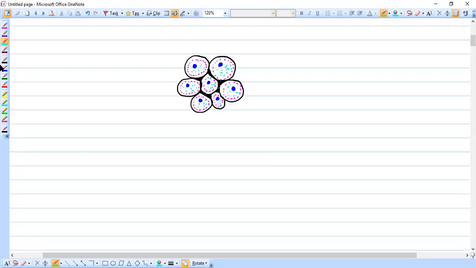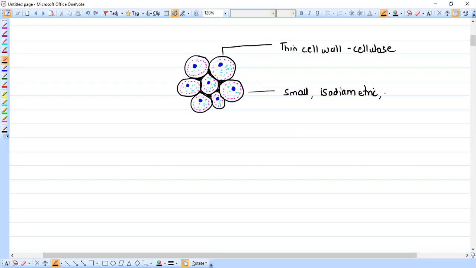So let us do the labeling now of meristematic tissues. Very first thing, all the cells of meristematic tissues are going to have a thin cell wall, and their cell wall is made up of cellulose. After that, the cells, these cells that you can see here, are small in size. They will be isodiametric, or even polygonal. So this becomes with respect to the cell.